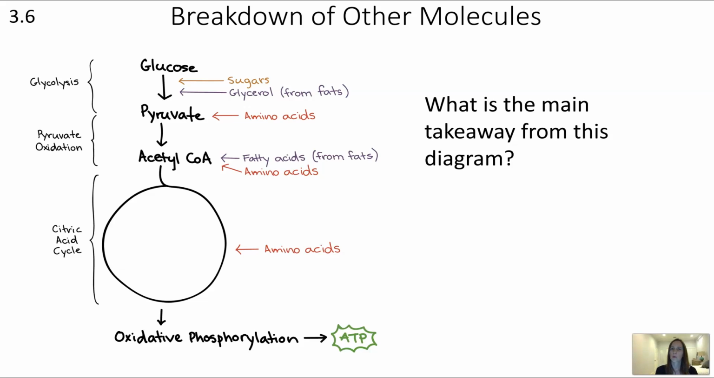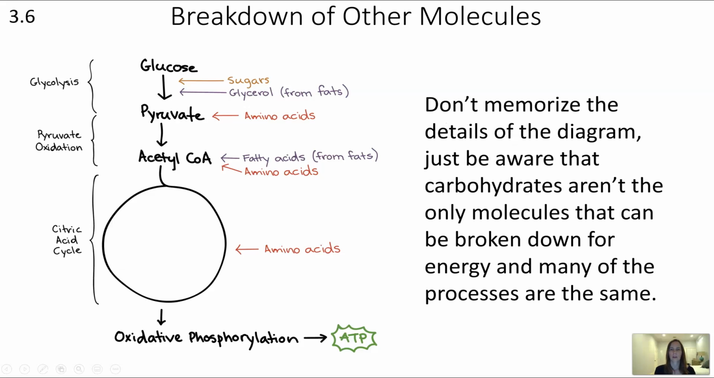Now that we've gone through the process of cellular respiration, I want you to take a look at this diagram, and I certainly don't want you to get overwhelmed by the details. I want you to find one major takeaway from this diagram. So what I want you to see from this diagram is that our bodies are able to break down lots of different molecules, not just glucose, and much of the same machinery is used in the breakdown of other molecules. So just be aware that carbohydrates aren't the only molecules that can be broken down for energy, and many of those processes are exactly the same.